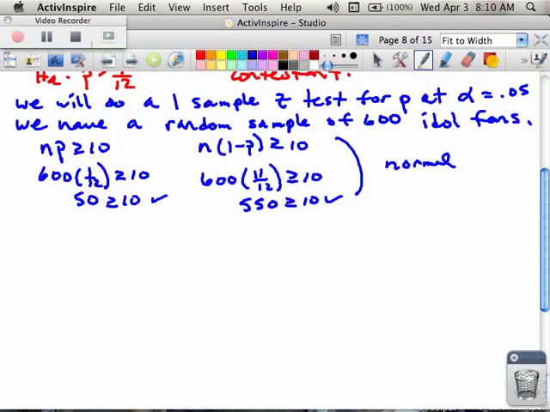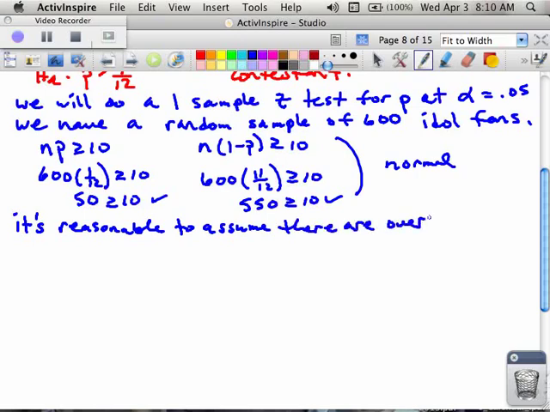And lastly, we want to know if there's at least 10 times this number of fans. So I would say it's reasonable to assume there are over 6,000 idol fans. So we have independence.